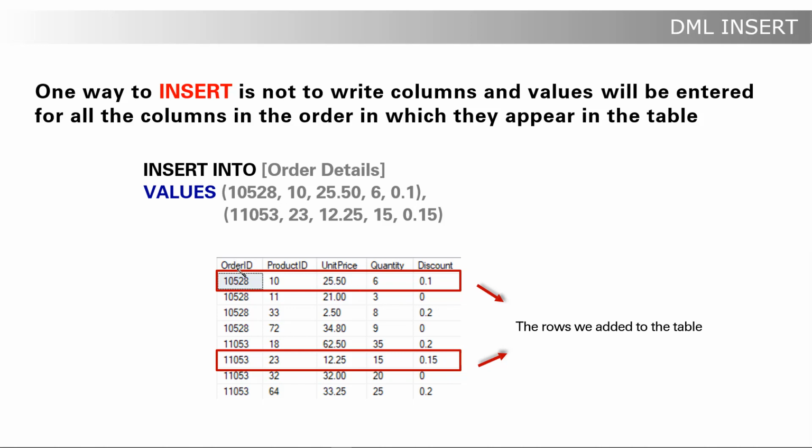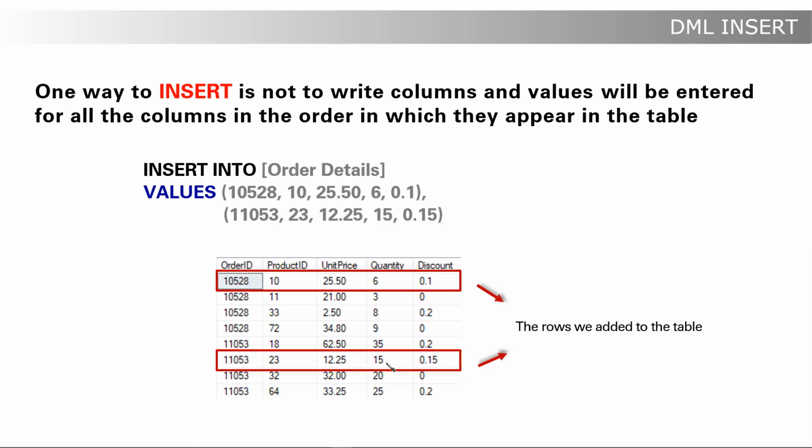In this example, we know there is the first column, order ID, then product ID, unit price, quantity, and discount. So the first value will be under order ID, then 10 will be under product ID, then 25.5 under unit price, then quantity and discount. Then a comma, and if we insert a second series of values, it will be added in the second row.